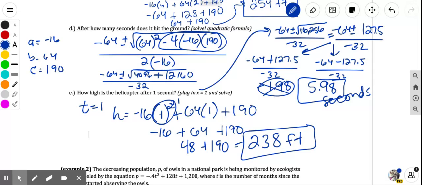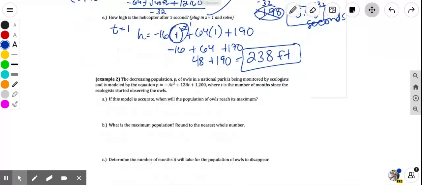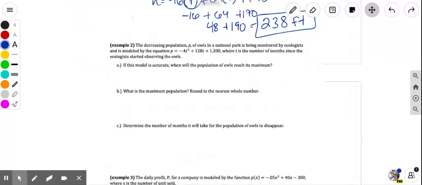You kind of just use the shape of the parabola to help you figure out what's what. Remember too that this graphic organizer from the beginning is really helpful. Okay, so let's see, we have 2 more examples.